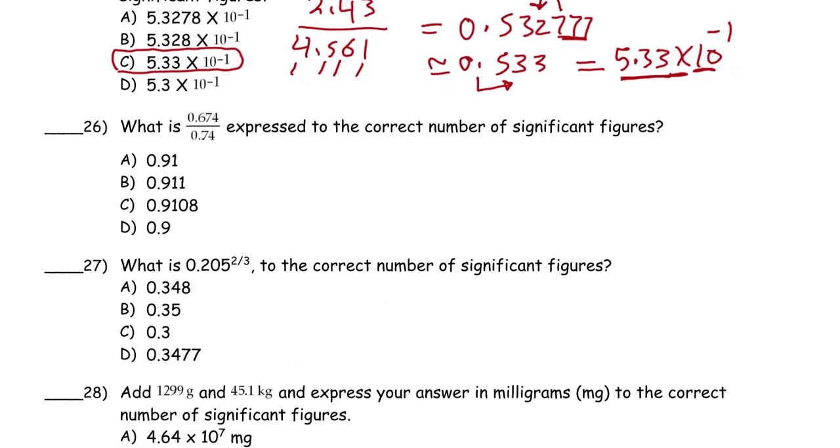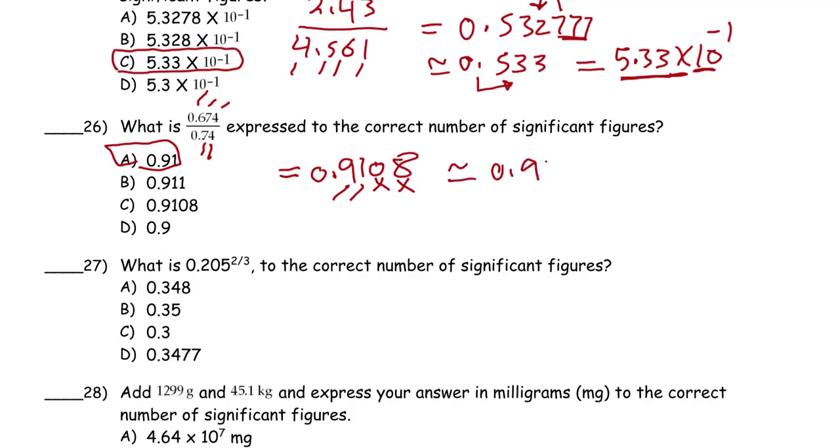Let's move to the next. What is 0.674 over 0.74? As you see, here is 2 significant figures. Here is 3 significant figures. So the answer must have 2 significant figures. Let's see it on the calculator. It equals 0.9108. So 91, and we cancel 0 and 8 because 0 is less than 5. So 0.91. The answer has only 2 significant figures. Here is letter A.